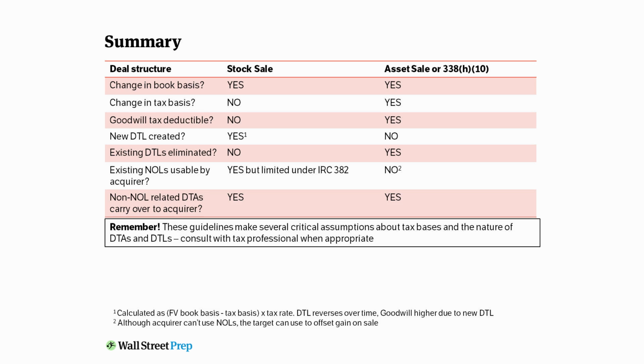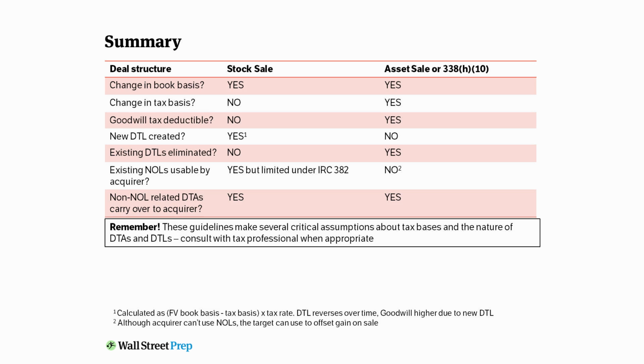In a stock sale, there is a change in the book basis in the same way that in an asset sale, there's a change in book basis. There's always going to be a change in book basis to reflect the fair market value. The question is always about the tax basis. In a stock sale, there is no change in tax basis. The assets do not get written up to fair market value. In an asset sale, there is the change in tax basis. That's the major issue that's driving a lot.